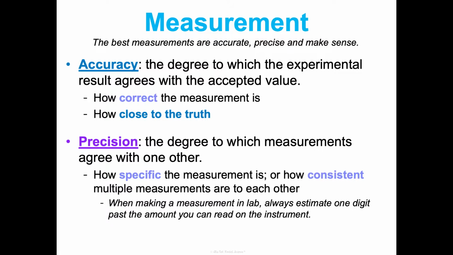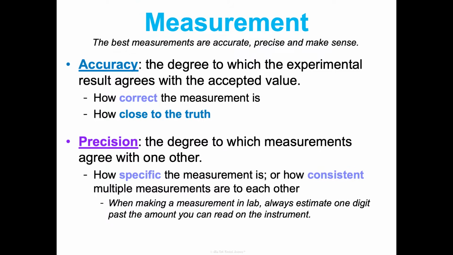When you are making a measurement in a lab, to get the most precise answer, we often will estimate 1 digit past the amount you can read on the instrument. So for example, if you're looking at a graduated cylinder and you're measuring the volume of some water in it, you'll be able to read the little dashes that are on there, but then you're going to estimate 1 digit further. So if you can read that it's like 17 milliliters, but it's kind of between the 17 and 18, then you're going to estimate 17.5.